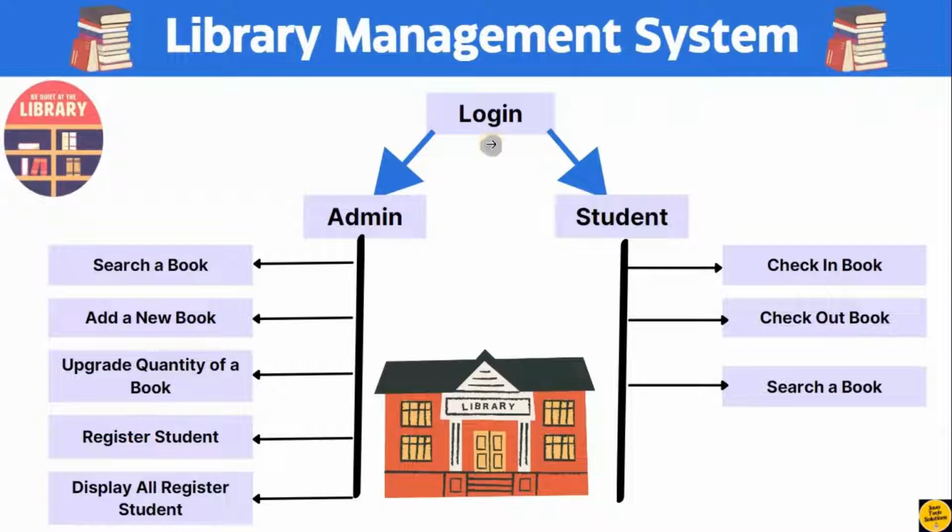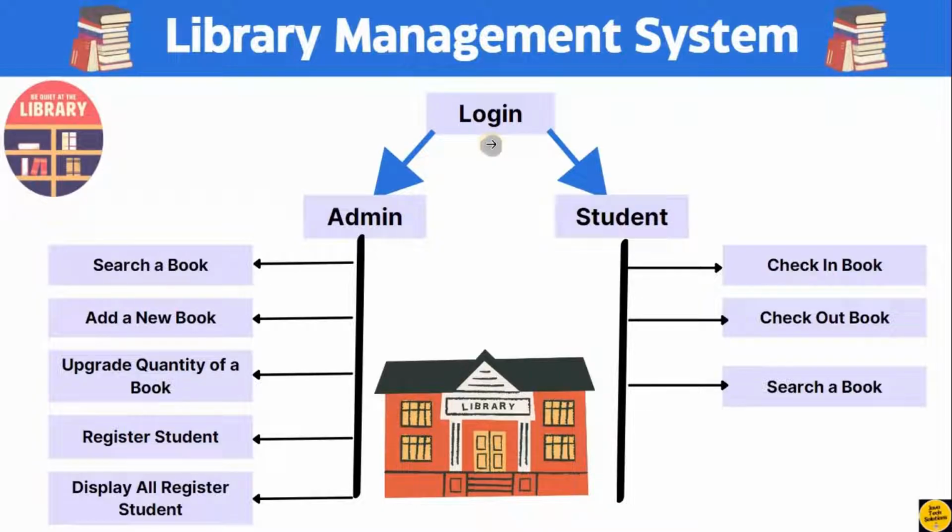What are the functionalities admin can do? Admin can search for a book in the existing book database. If they want to add a book, they can add it into the existing database. If they want to update the quantity of a book, say software engineering or data structure, and 10 copies are available, they may want to add more books into the system. From this function they can add more quantity into the stock.